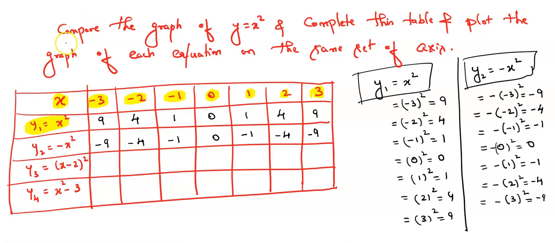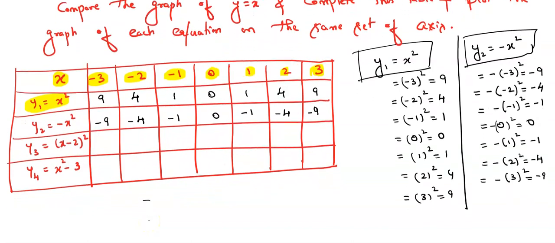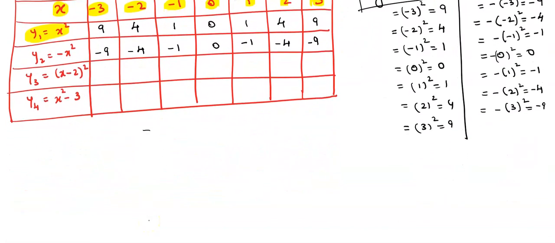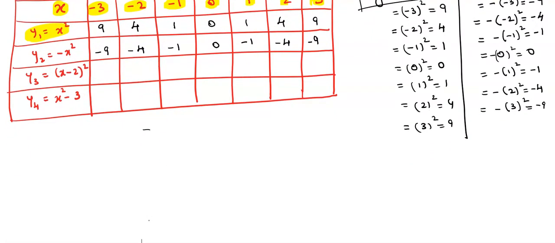Here the actual question is to compare the graph of y equals x square. Now we have to compare these equations with y equals x square and complete this table. We have already done that, and plot the graph of the equation. Now we have to plot the graph for this. Let me show how to plot the graph. It is very easy and very simple, no need to worry. I am just showing you the rough drawing of this.